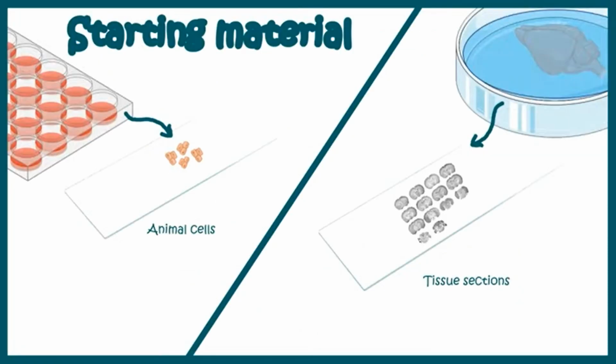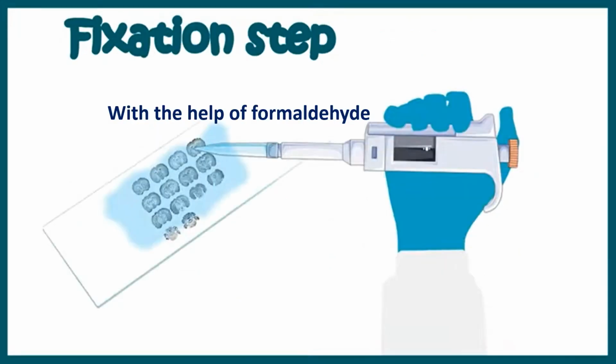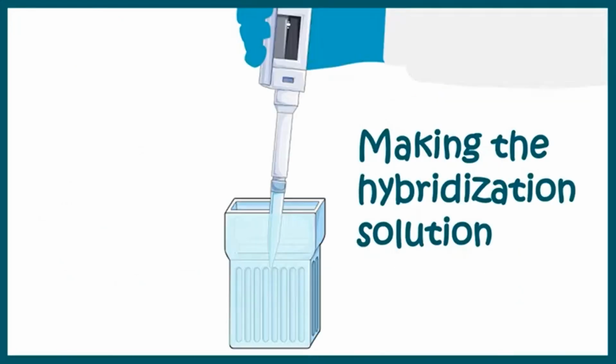Now, how are we going to start in this technology? First, you can use animal cells, you can use tissue specific sections, or you can use different other materials to start with. Your sample can be animal cells or tissue sections. So you have taken the samples. Then the fixation step will be done with the help of formaldehyde, so the cell or tissue will be fixed there.